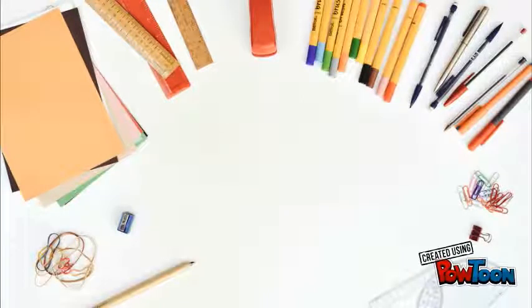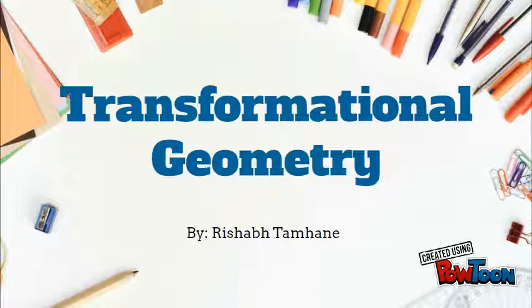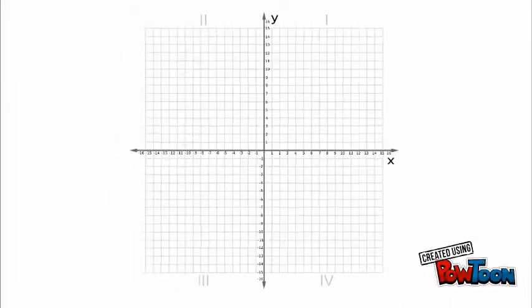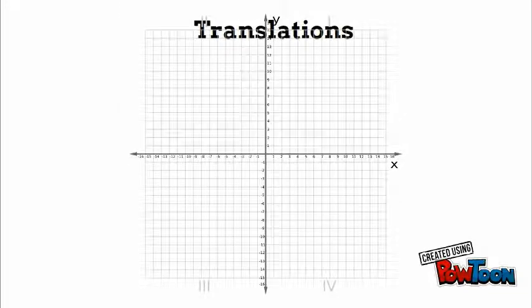Welcome to this tutorial on transformational geometry, which will cover translations, rotations, reflections, and dilations. To demonstrate these concepts, we will use a Cartesian plane to show movement and a triangle, which we will manipulate using transformations. Let's start with translations.